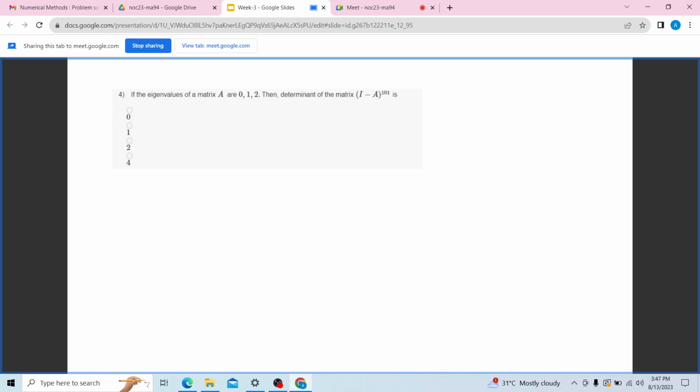So matrix A will be, arrange the eigenvalues on the diagonal elements. You'll put them as 0, 1 and 2. So matrix A will be [0, 0, 0], [0, 1, 0] and [0, 0, 2]. Fine. Now we have to calculate the determinant of this matrix. So first calculate the matrix I minus A.